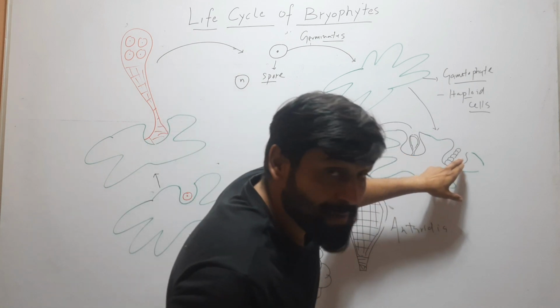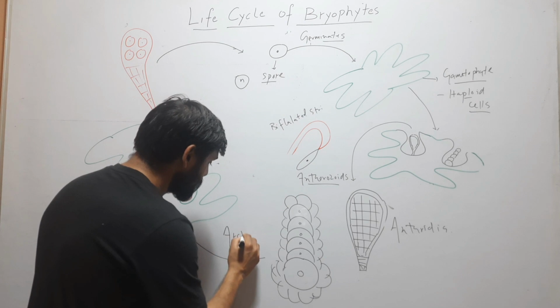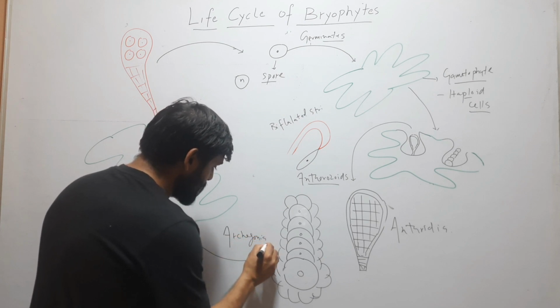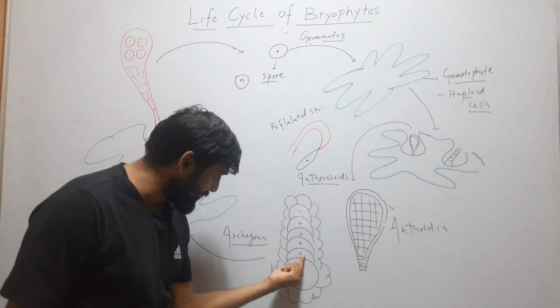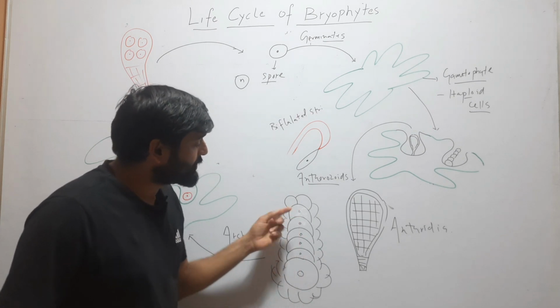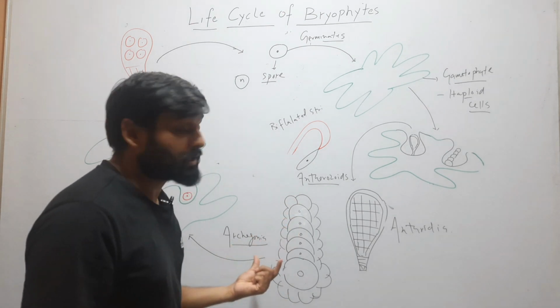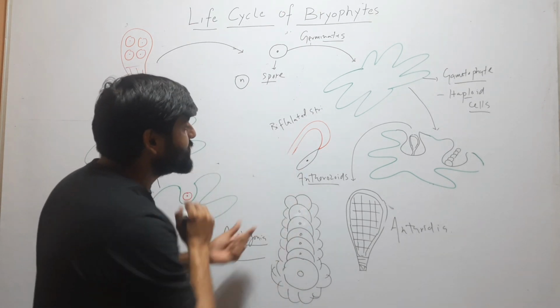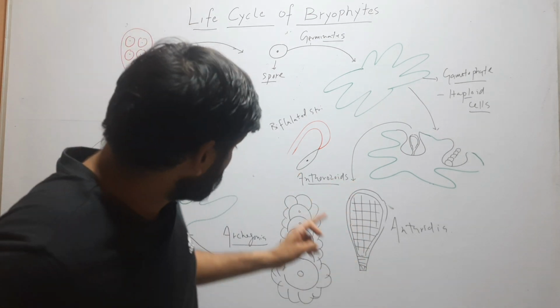And this is the female reproductive structure. This one, the female reproductive structure, is called archegonia. This archegonia has a large egg, then a ventral canal cell, and then these are neck canal cells, and these cells are covered by neck cells. So this is archegonia.